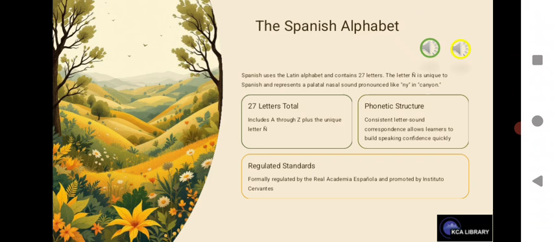The standardization and correct usage of the Spanish language are formally regulated by Real Academia Española and actively promoted worldwide by Instituto Cervantes.